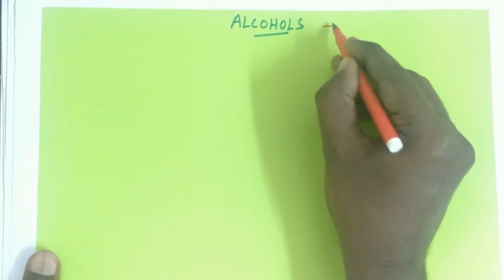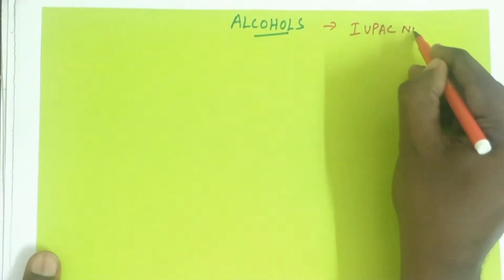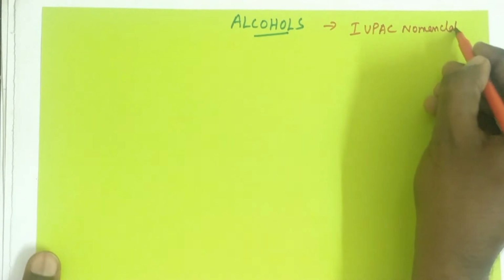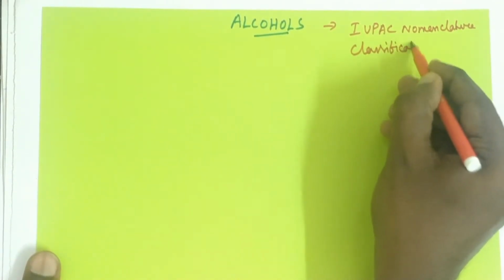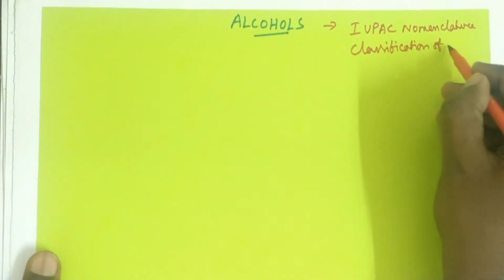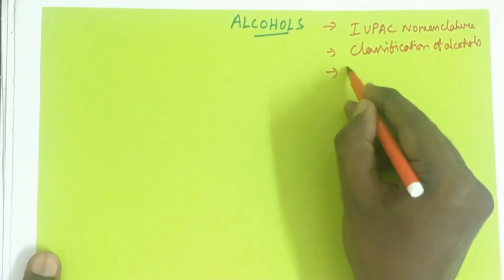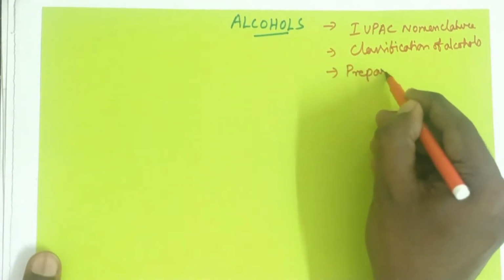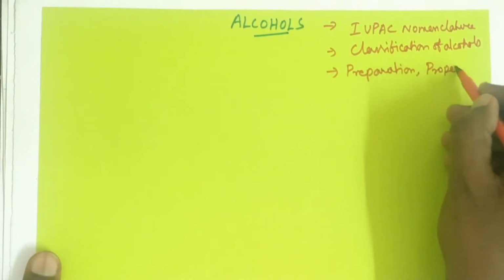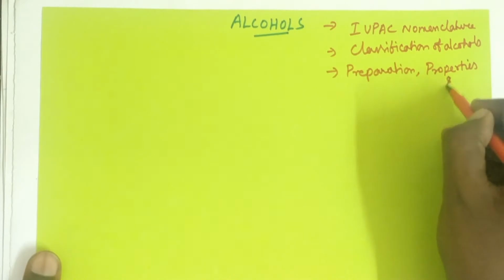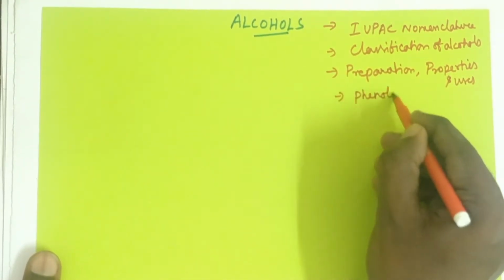So already we have seen alcohols, IUPAC nomenclature, and classification of alcohols. Now we are going to see alcohols preparation, properties and uses. And the last topic in alcohols is phenols.